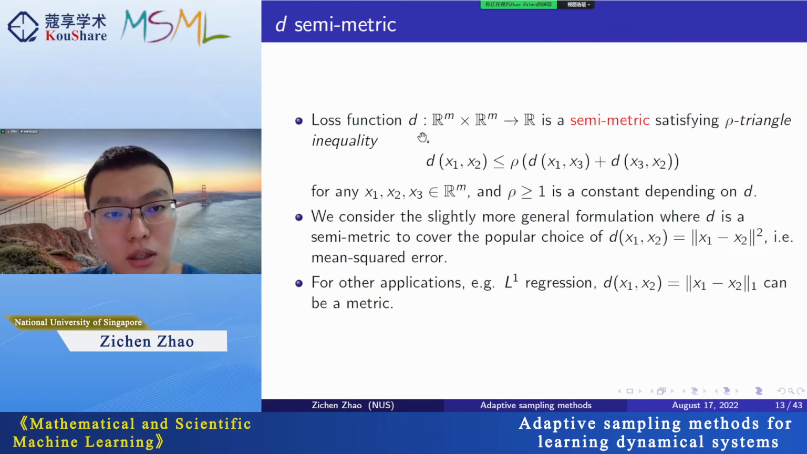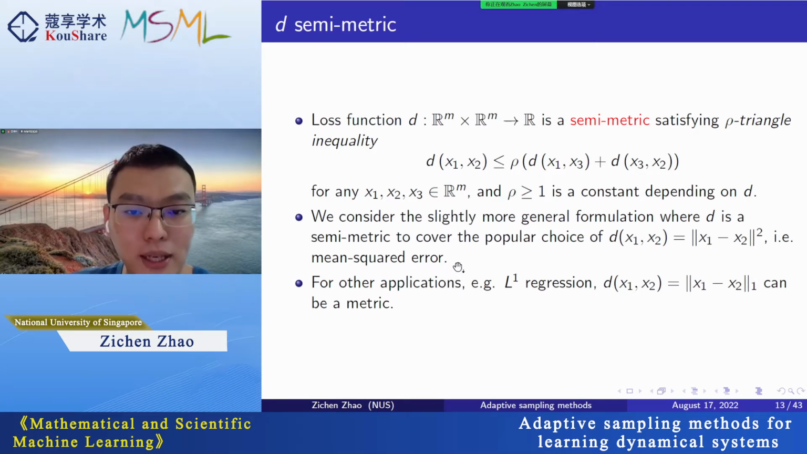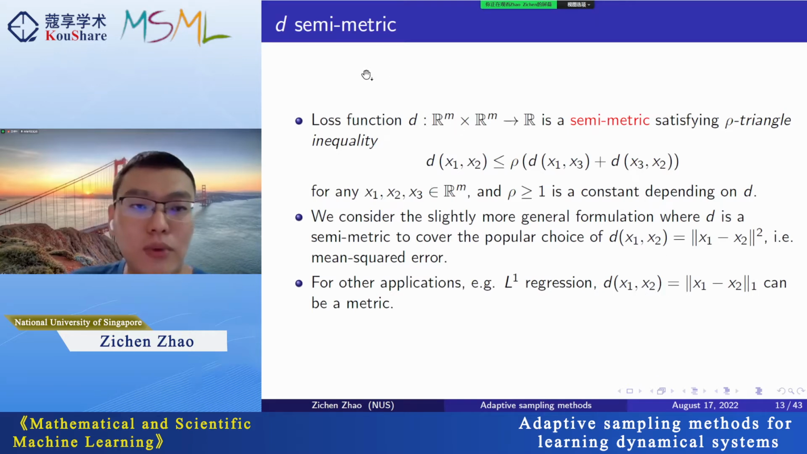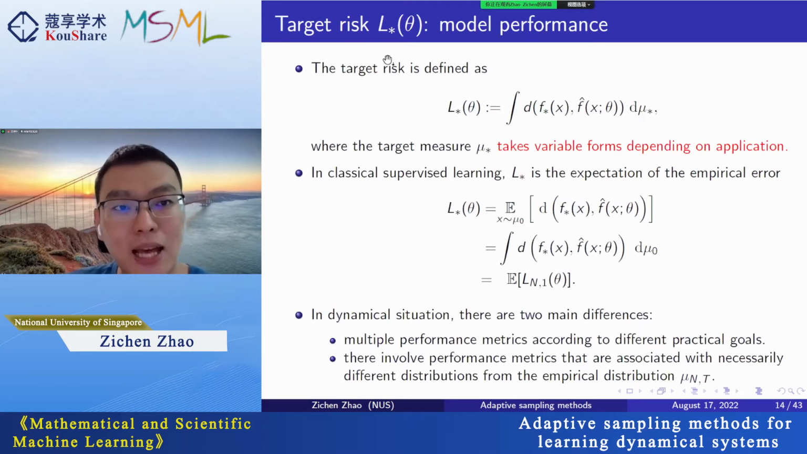We need D to be symmetric and satisfy the triangular inequality, because we want to cover the most popular choice, mean square error. And for other applications, it can be a metric, for example, the L1 regression. And next, we come to the last step, evaluation.